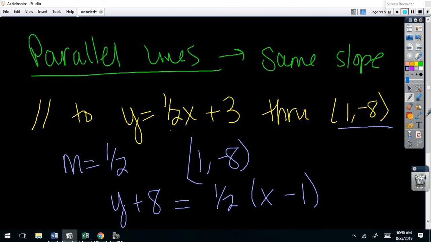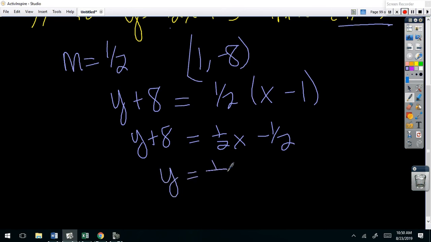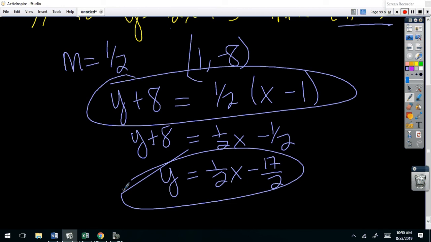If you wrote it in slope-intercept form, let's see, 1/2 x minus 1/2, subtract 8, 1/2 x minus 17/2. Either one of these is fine. If I'm writing it, I'm going to leave it in the first one because there's less room for me to make a mistake. If I didn't add right or I didn't multiply right, I could make a mistake. Yes or no? Yay or nay? Yay! One more.